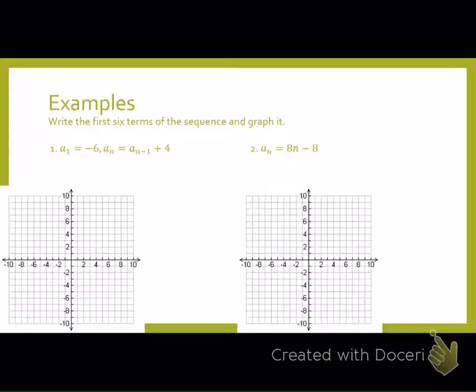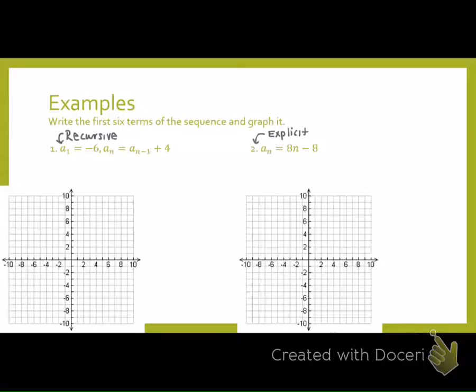Okay. So let's do some examples. So we're going to write the first 6 terms of the sequence and then graph it. So it tells you what your first term is. This is a recursive formula. So this one is recursive because it tells you what your first term is. So if you are told what your first term is, you have a recursive formula. Do you notice how this one does not tell you what a sub 1 is in number 2? So if it doesn't tell you, it's explicit. So that's the biggest way you can tell the difference between explicit and recursive: does it give you that first term or not?